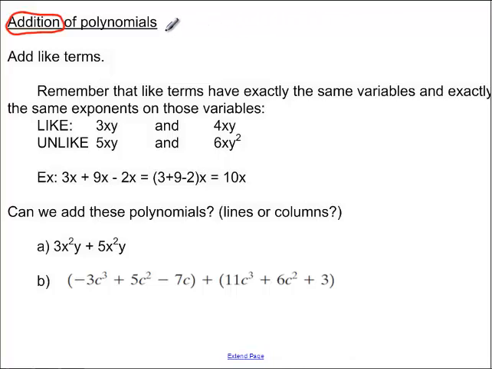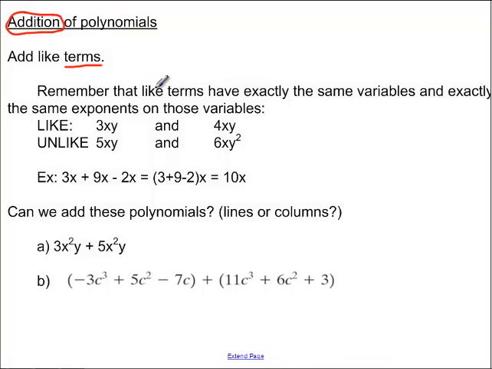So that said, we're going to talk about addition of polynomials. Remember, polynomials could be monomials, binomials, trinomials. Monomials have just one term in them. Binomials have two. Trinomials have three terms. Terms are separated by addition. So if we're going to add like terms, we have to determine what the terms are. Terms are things that are separated by addition in a polynomial.